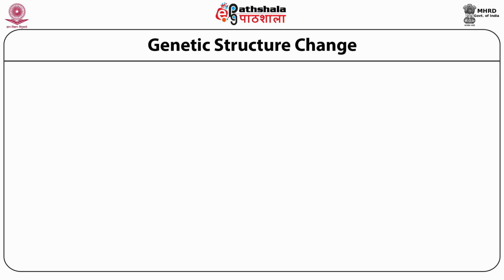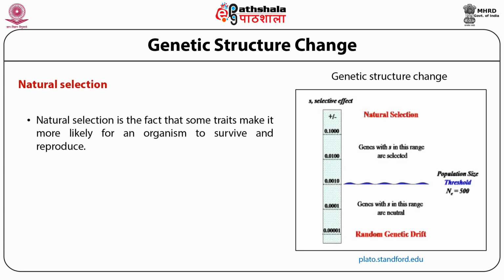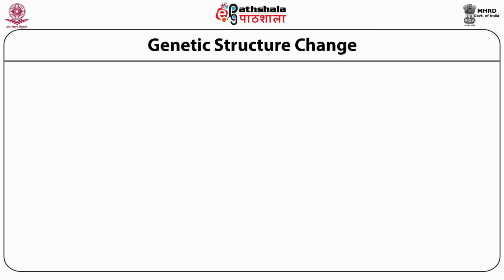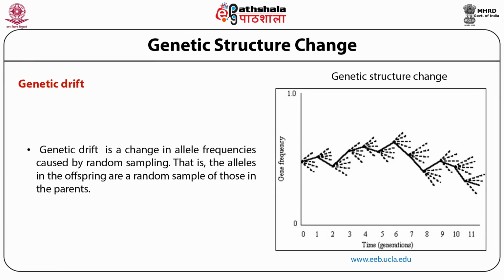The second agent of change in genetic structure is natural selection. It is the fact that some traits make it more likely for an organism to survive and reproduce. Population genetics describes natural selection by fitness as a propensity or probability of survival and reproduction in a particular environment. The third agent of change in genetic structure is genetic drift.